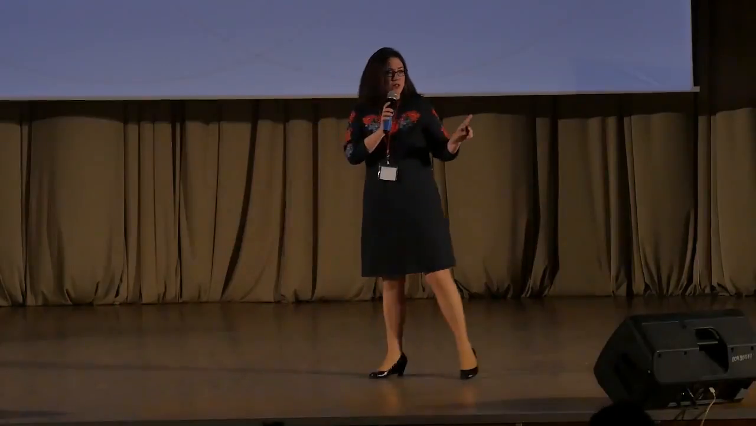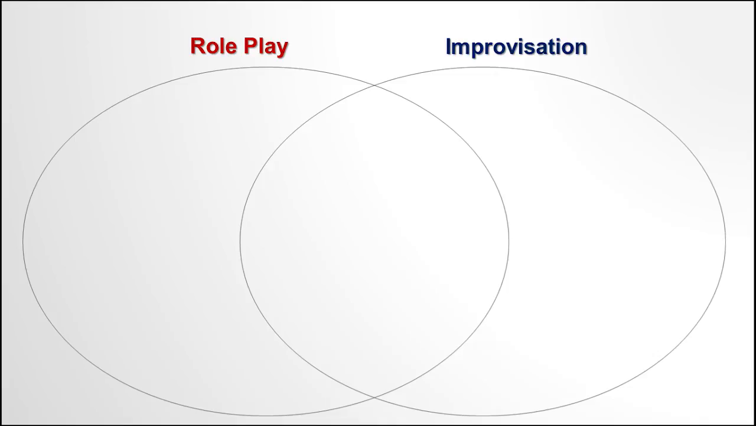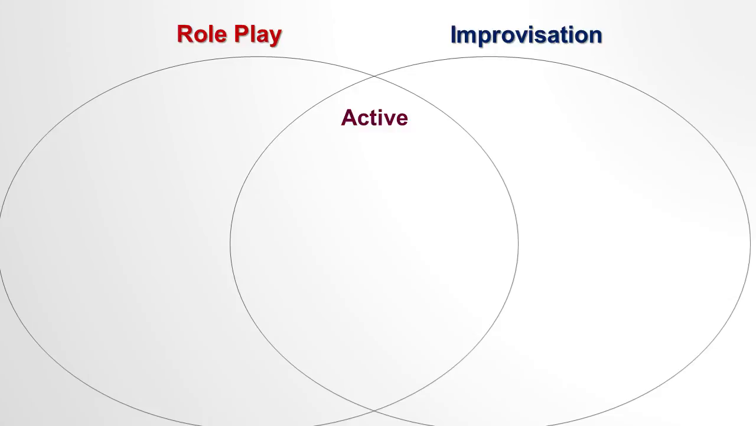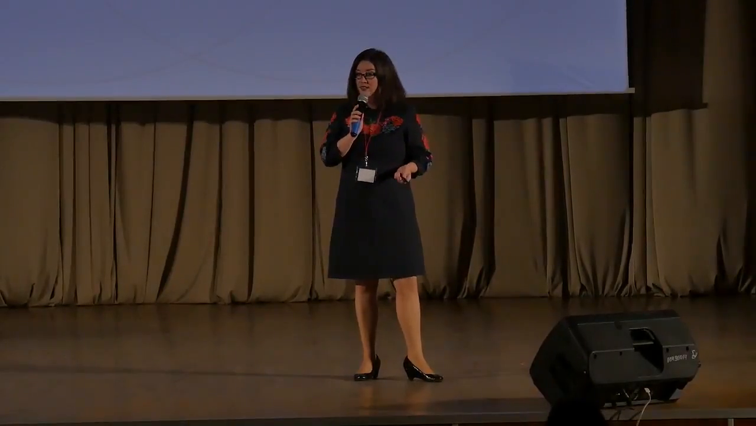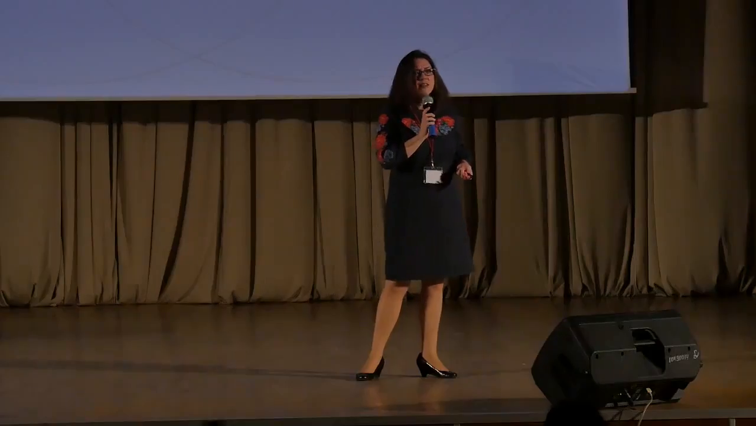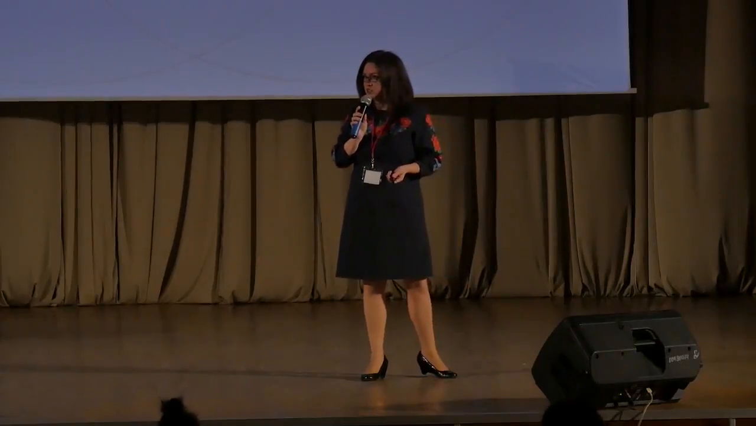So the easiest way to do this is we started with role play, and now let's see in a Venn diagram how they're the same and how they're different. So the first thing we're going to do is look at the similarities. Well, of course, they're both active activities. So we're getting our students up out of their seats and speaking. Very important. There never seem to be enough opportunities to get our students out of their seats and speaking.